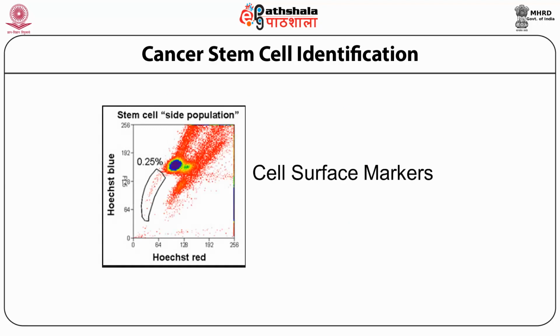This slide shows how one can identify the cancer stem cells by the flow cytometry method. In flow cytometry, a side population is a subpopulation of cells that is distinct from the main population. Side population, at least in case of the stem cell, is defined as those cells that show higher efflux of the DNA binding dye Hoechst. Because of high efflux, the side population or the SP cell appear dim.